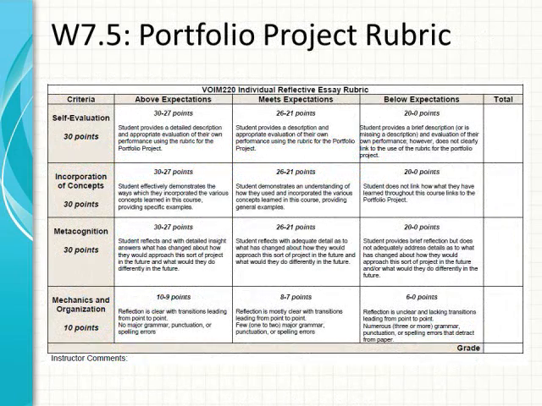I'll pull your paper down and review it against this project rubric. You can see there's 30 points each for the self-evaluation, incorporation of concepts, and metacognition, and that final 10 points will be based on the mechanics and organization of your paper.